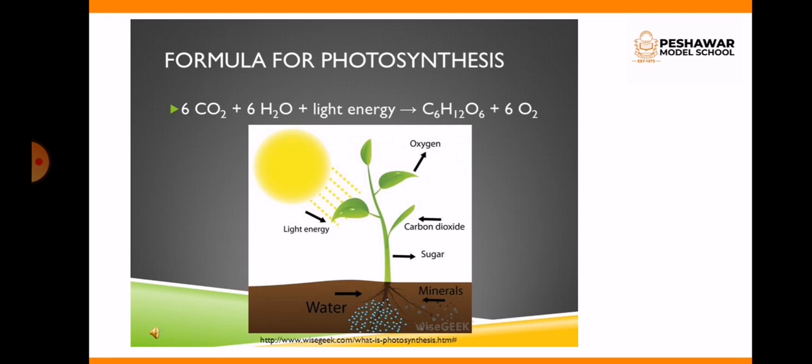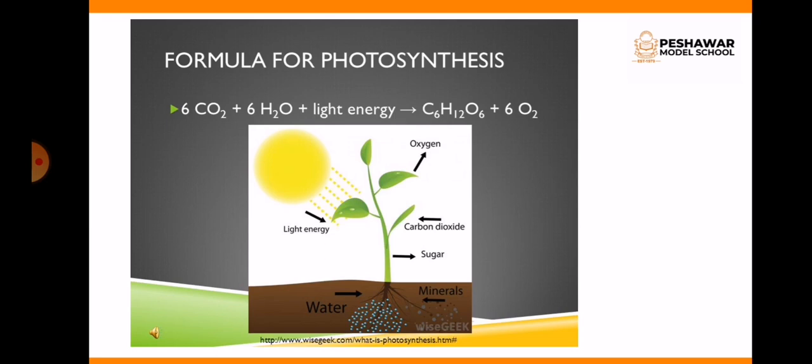CO2 is the chemical formula of carbon dioxide. H2O is the formula for water. It uses light energy from the sun, and it makes glucose. Its chemical formula is C6H12O6 and it releases oxygen.